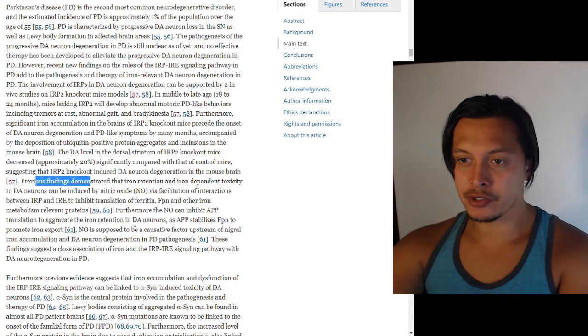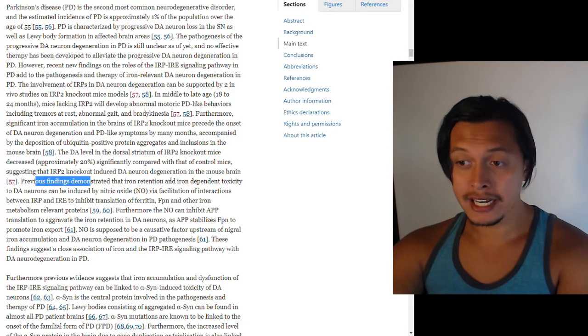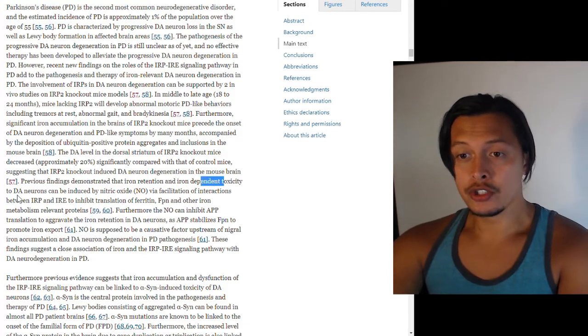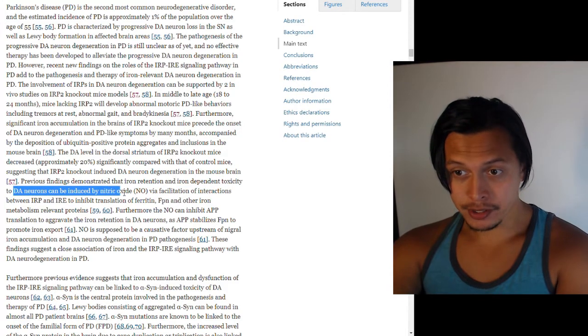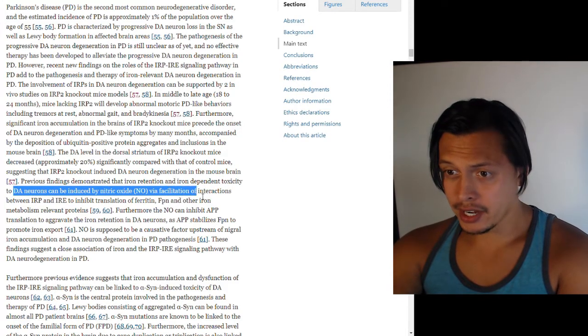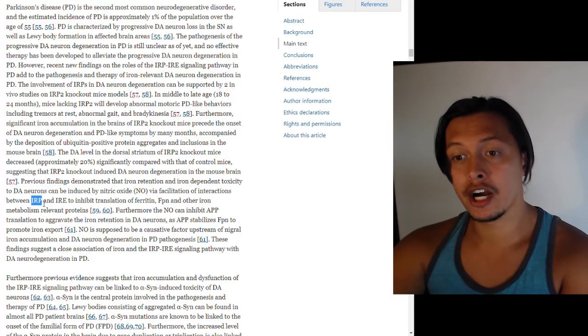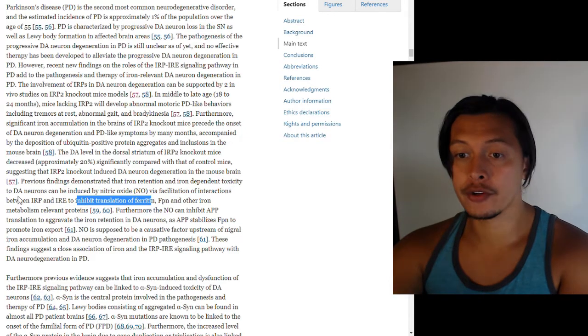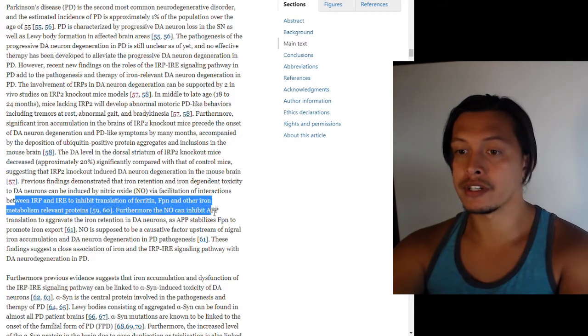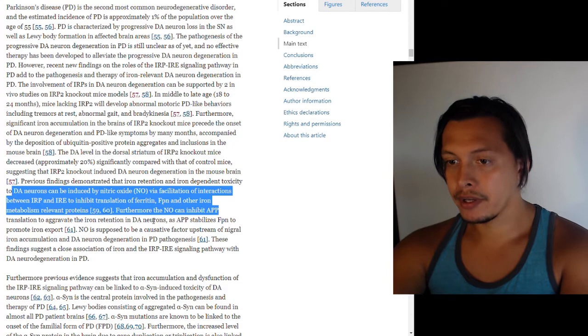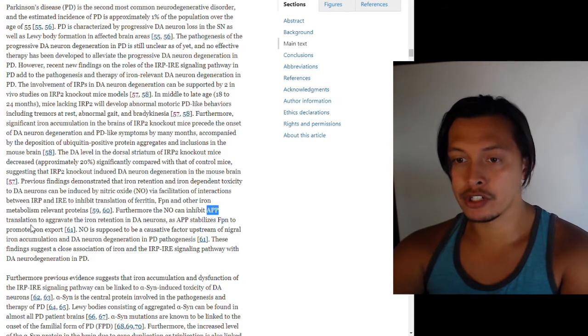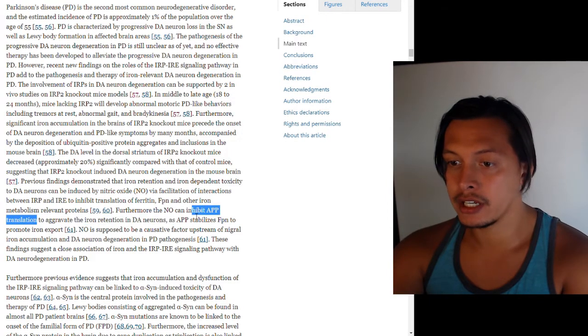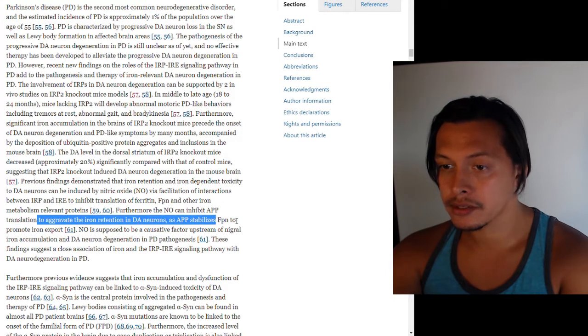Previous findings demonstrated that iron retention and iron-dependent toxicity to dopaminergic neurons can be induced by nitric oxide through facilitation of interactions between IRP and IRE to inhibit translation of ferritin, ferroportin, and other iron metabolism relevant proteins. Furthermore, NO, nitric oxide, can inhibit amyloid precursor protein translation to aggravate the iron retention in dopaminergic neurons.